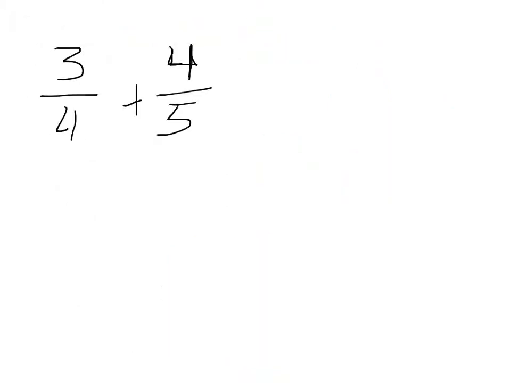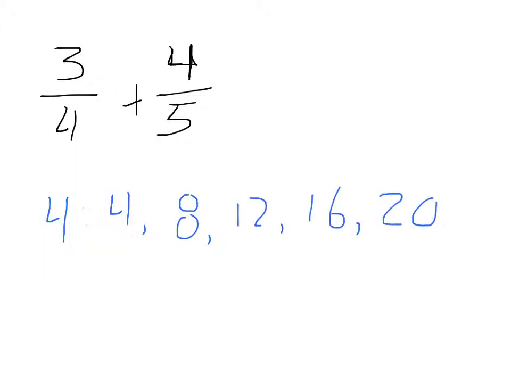So let's try another one. Let's do 3/4 plus 4/5. Okay, so I'm looking for the common denominator again. So I start with my 4. I have 4, 8, 12, 16, and 20. And we'll stop there. I usually try to do 5 or 6, but sometimes you need more, sometimes you need less. And we can do our 5s. So we have 5, 10, 15, and 20. And just by looking at it, we can see that 20 works for both numbers.